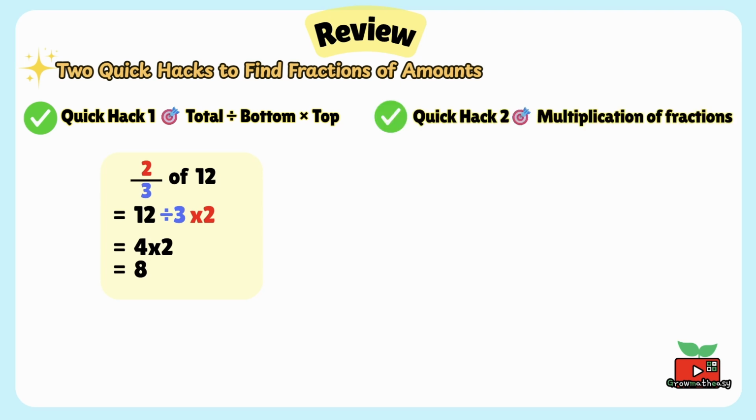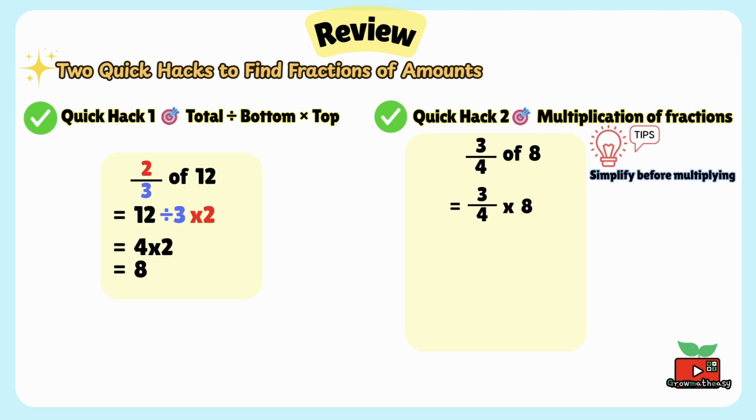Quick hack 2. Use multiplication of fractions. For example, 3/4 of 8 means 3/4 times 8. Here's a helpful tip. Always simplify before multiplying. It makes the calculation so much faster and easier. So 4 and 8 can both be divided by 4. And when we multiply the top numbers and bottom numbers, we get 6. And that's it. You have mastered fractions of amounts.